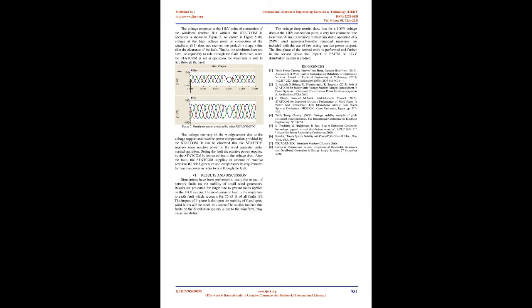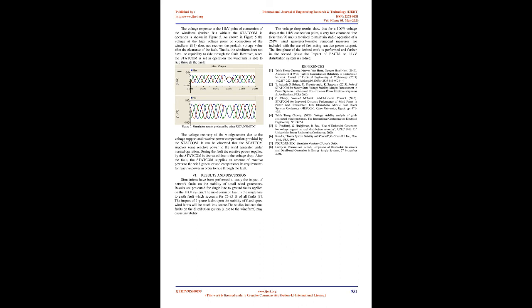It can be observed that the Statcom supplies some reactive power to the wind generator under normal operation. During the fault, the reactive power supplied by the Statcom is decreased due to the voltage drop. After the fault, the Statcom supplies an amount of reactive power to the wind generator and compensates its requirements for reactive power in order to ride through the fault.